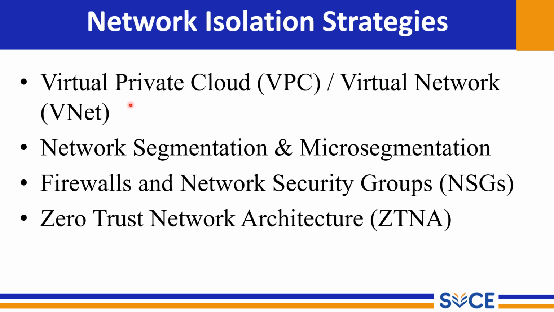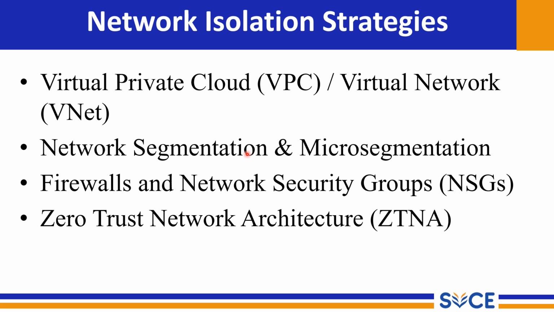What is meant by virtual private cloud is that we can create isolated cloud environments, like AWS VPC, Azure VNet or Google Cloud VPC. We can control the subnets, route tables, and security groups. Second one, network segmentation and micro-segmentation. Here we use VLAN, that is virtual local area network, subnets, and software defined networking, that is SDN, to isolate the workloads.